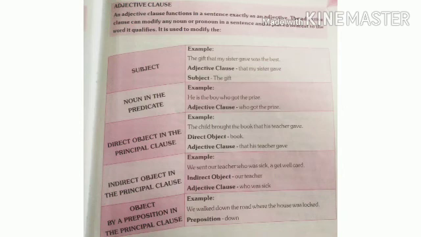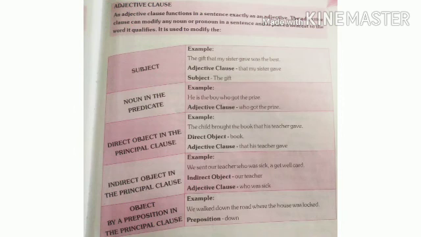Now, an adjective clause modifies the direct object in the main clause. How? The child brought the book that his teacher gave. Here, the child brought the book is the main clause and that his teacher gave is the subordinate clause as it is starting with subordinate conjunction that.